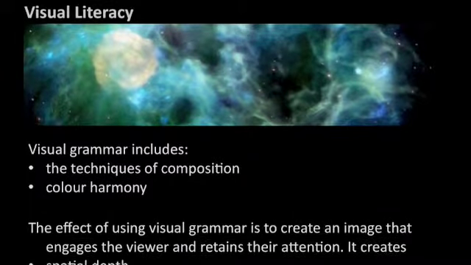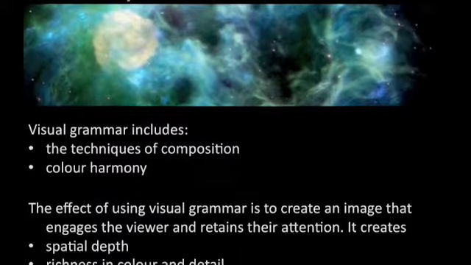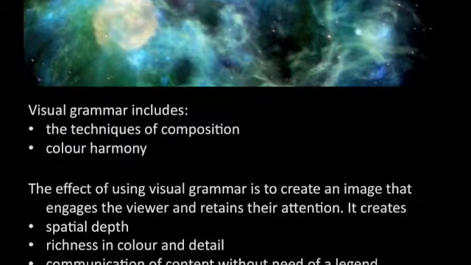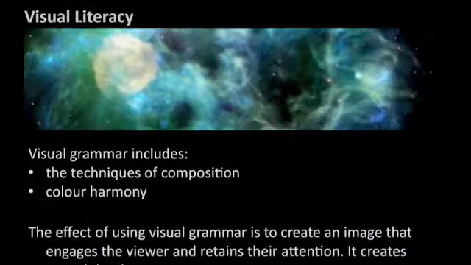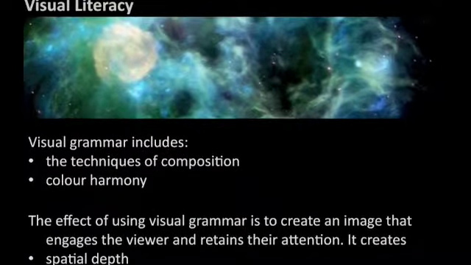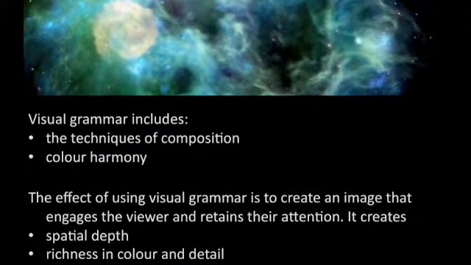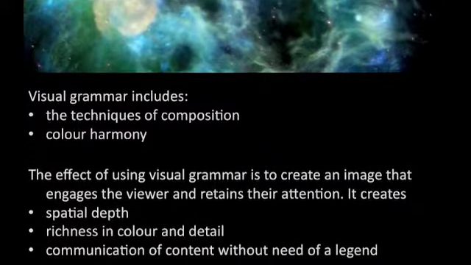You guys all know the science. Let's get into the visual literacy. Visual grammar includes techniques of composition, color harmony. The effect of using visual grammar is to create an image that engages the viewer and retains their attention. And I'm going to show you how it does this. It creates spatial depth, richness in color and detail, and it is a way of trying to communicate at least some of the content without the need of a legend.